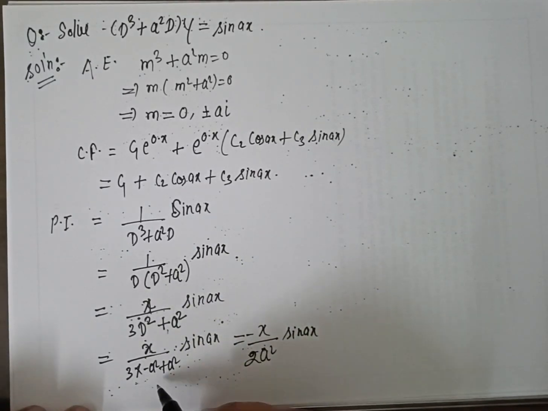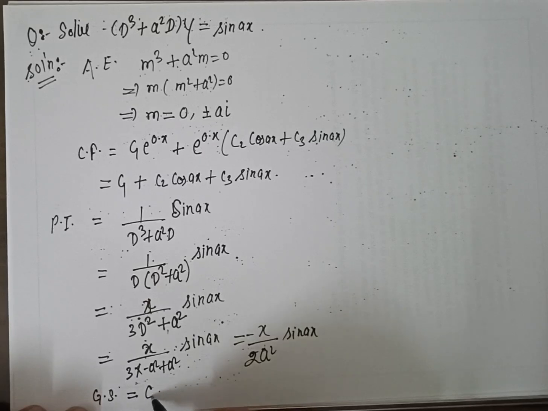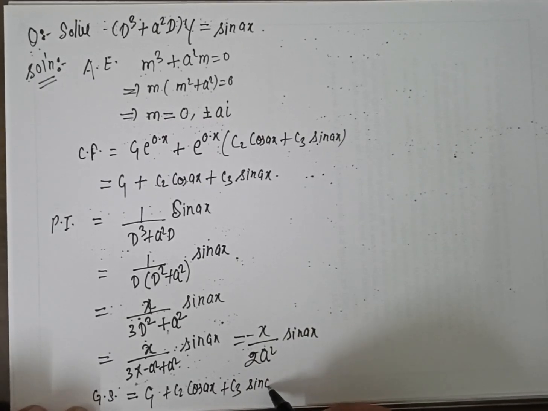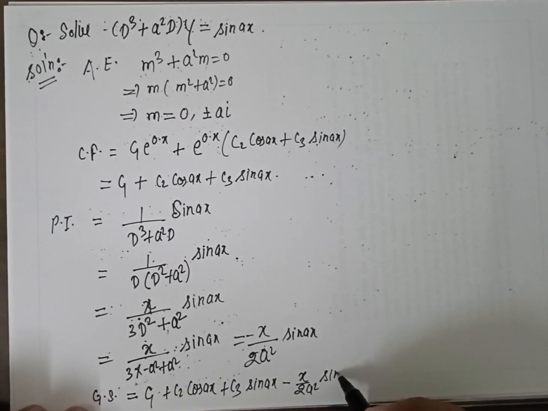Very simple manipulation here we have done. So what about the general solution? So general solution will be decided CF plus PI, and CF is C1 plus C2 cos ax and plus C3 sine ax, right? And then your PI is minus x upon 2a square sine ax.